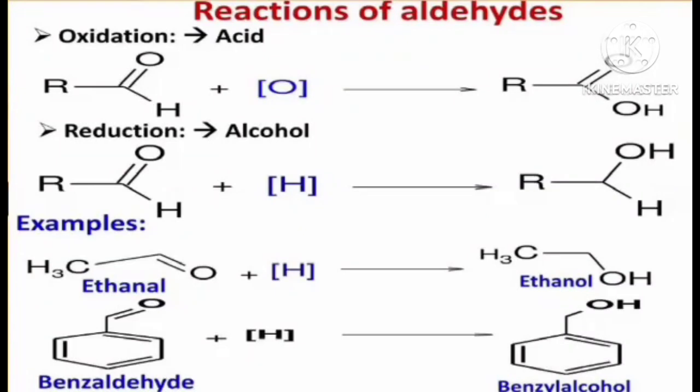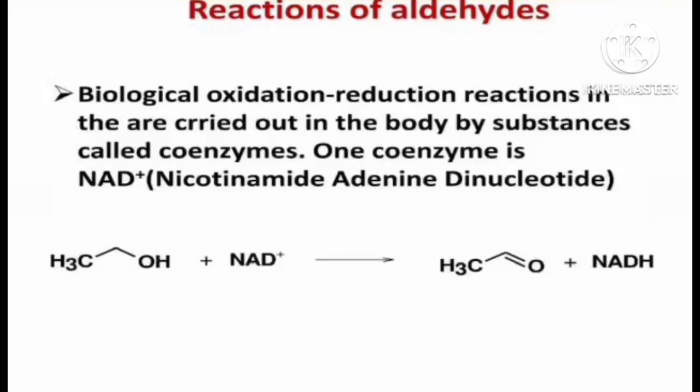Reaction of aldehyde: oxidation gives acid, reduction gives alcohol. Examples: ethanal reacts to ethanol. Vinyl aldehyde reacts to vinyl alcohol. Reactions of aldehydes: biological oxidation-reduction reactions are carried out in the body by substances called coenzymes. One coenzyme is NAD, or nicotinamide adenine dinucleotide.